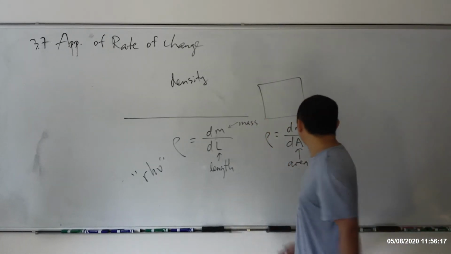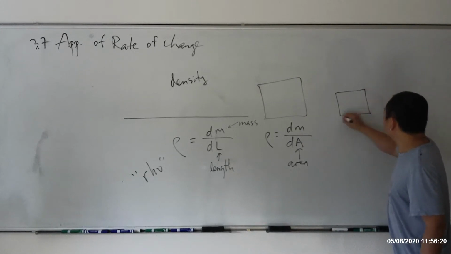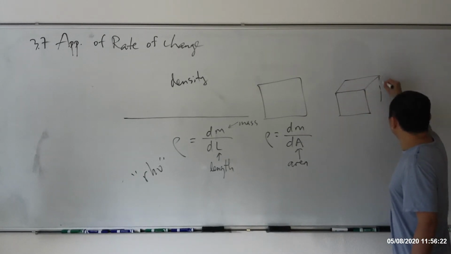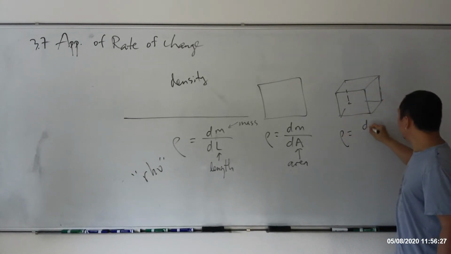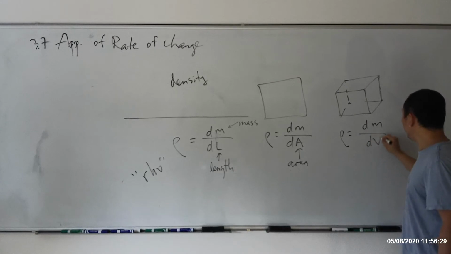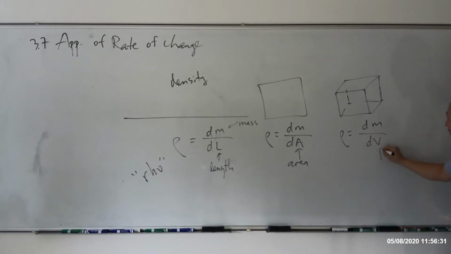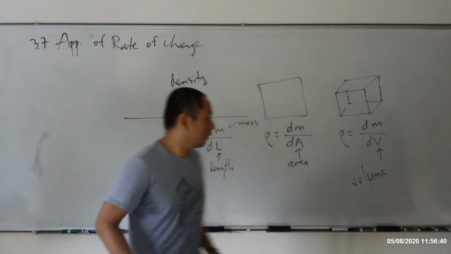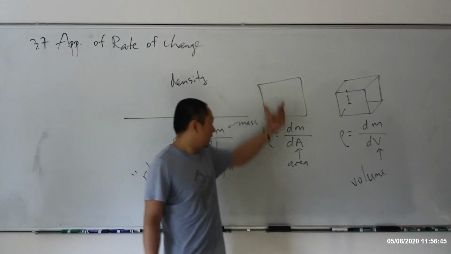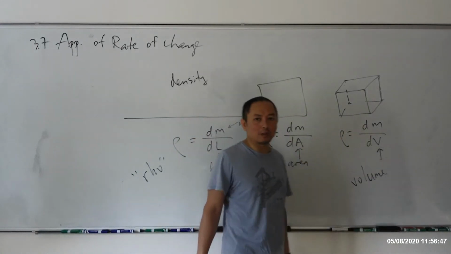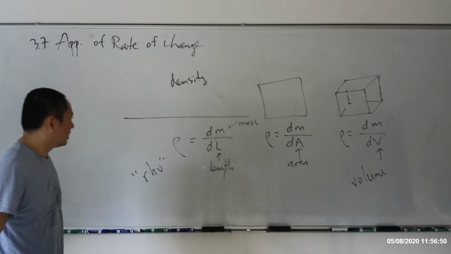And the third case is what? Now that you've got a 3D object, then rho is going to be dm over dv. Mass, v here stands for volume. Okay. How heavy is the material per unit? So in one dimension, the unit is going to be length, 2 dimensions is area, and 3 dimensions is going to be volume. And you have density, okay?